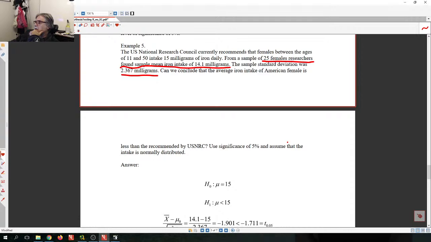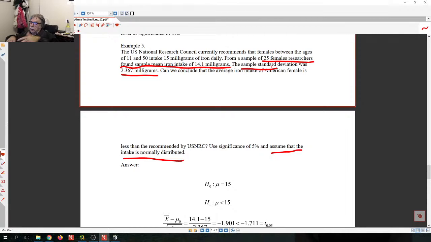What do we have? 25 is not big enough. But we can assume normal distribution of iron from female to female. Okay, so we have a normal population. We don't have a population standard deviation. The only standard deviation we have here is a sample standard deviation. It's just stated here, sample standard deviation. Unknown population standard deviation. So you have conditions for the t-test, because you would not be able to do the z-test.